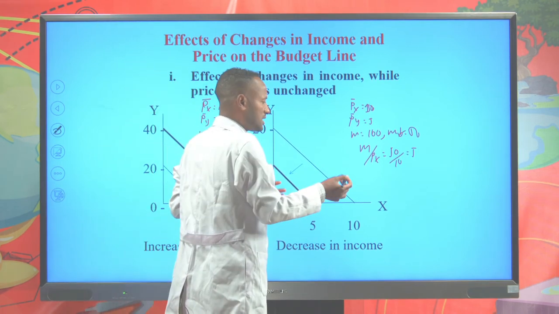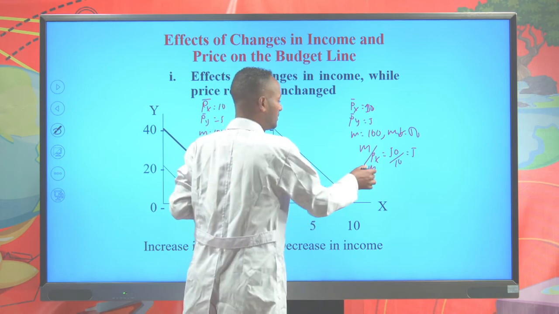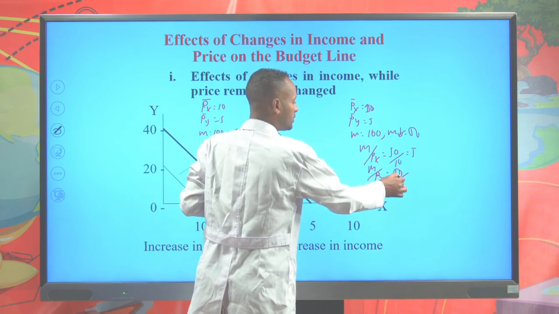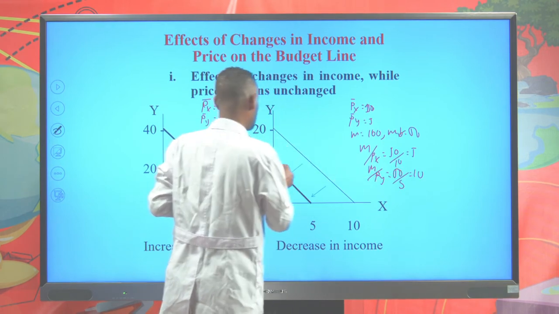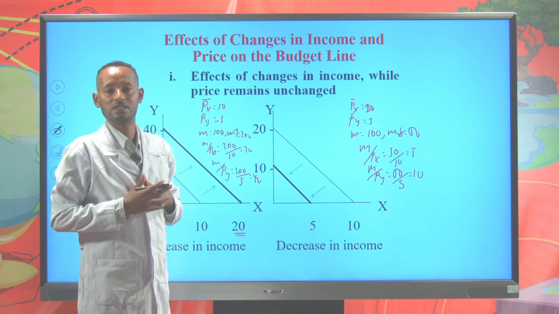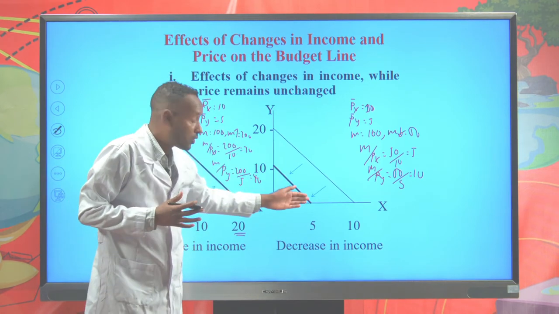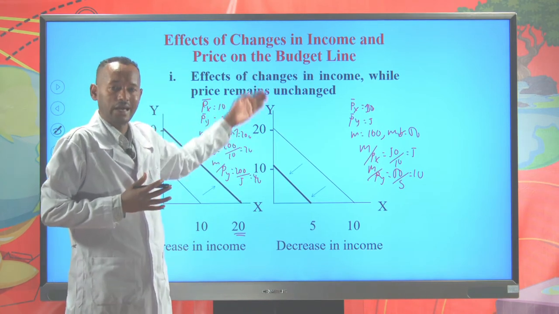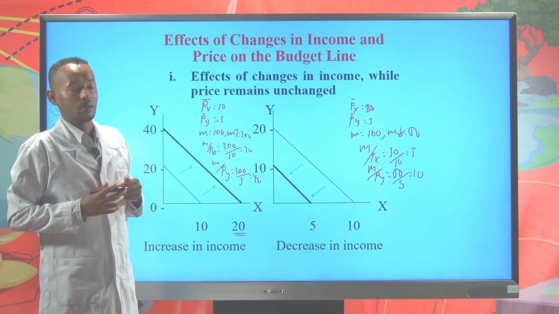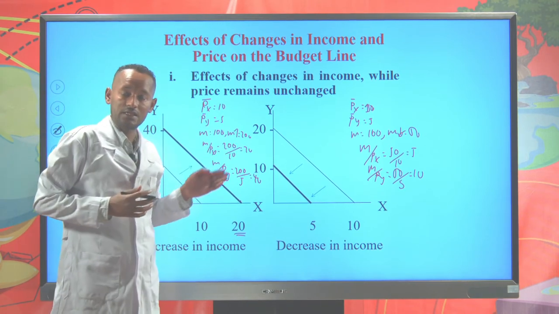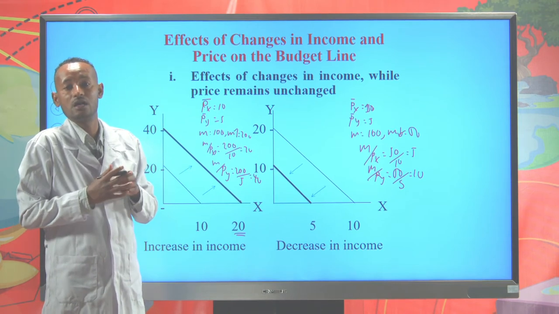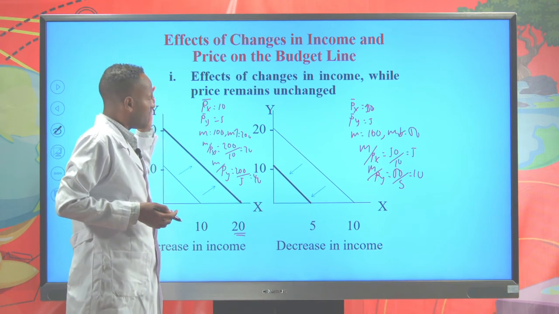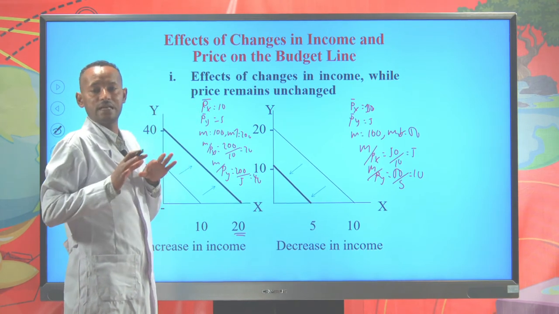Then there is another change, the vertical intercept of the new budget line, which is M over price of Y, which is 50 divided by the price of commodity Y, which is birr 5, and this will give you 10. By joining the vertical and horizontal intercepts of the new budget line, we can construct the new budget line. So with a decline in income of the consumer, the budget line will shift inward, indicating that it allows a consumer to buy less of a commodity. Now, we have seen the effects of changes in income while the prices of the two goods remain unchanged.